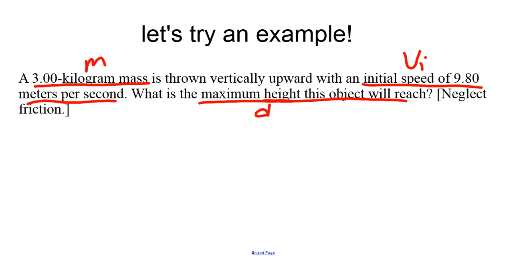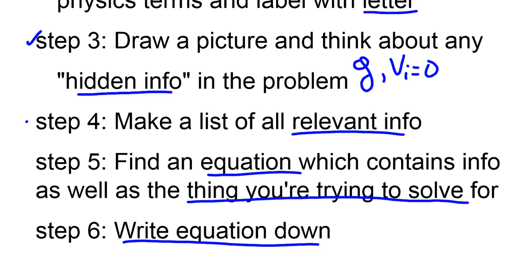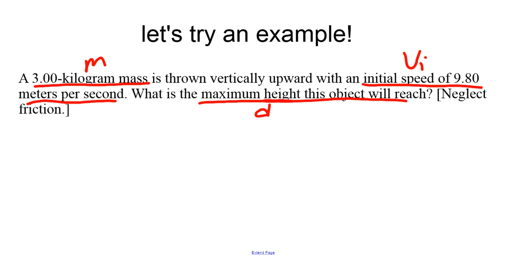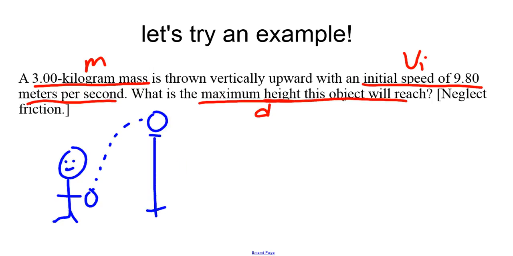So we go up to our strategy. What's the next step I'm going to do? Step 3, draw a picture. So now that I've underlined it, draw a picture. So here's the person throwing a ball, goes up in the air. We want to find whatever this height is. What do we know? We know that the initial velocity of the ball is 9.8 meters per second, and we know the ball has a mass of 3 kilograms.